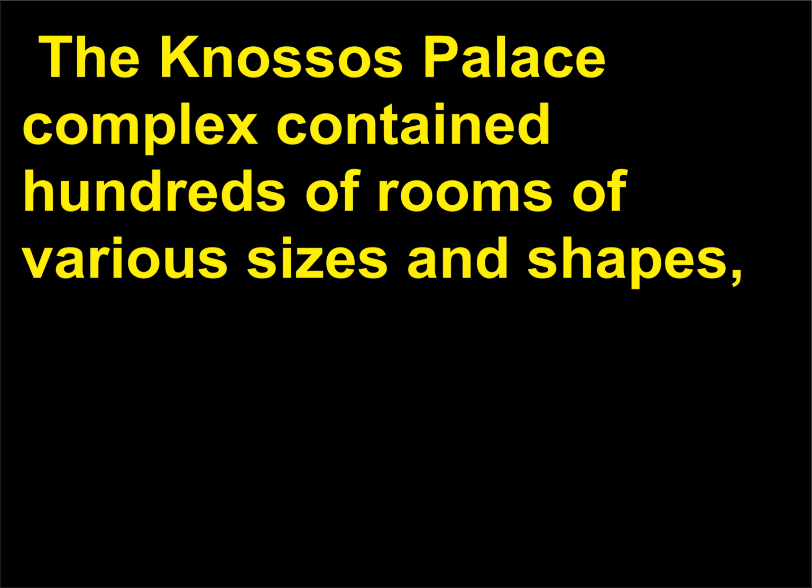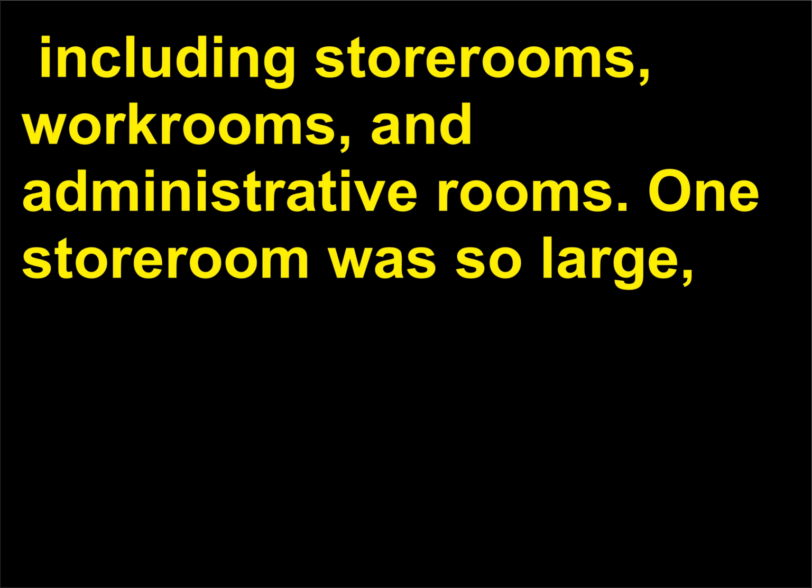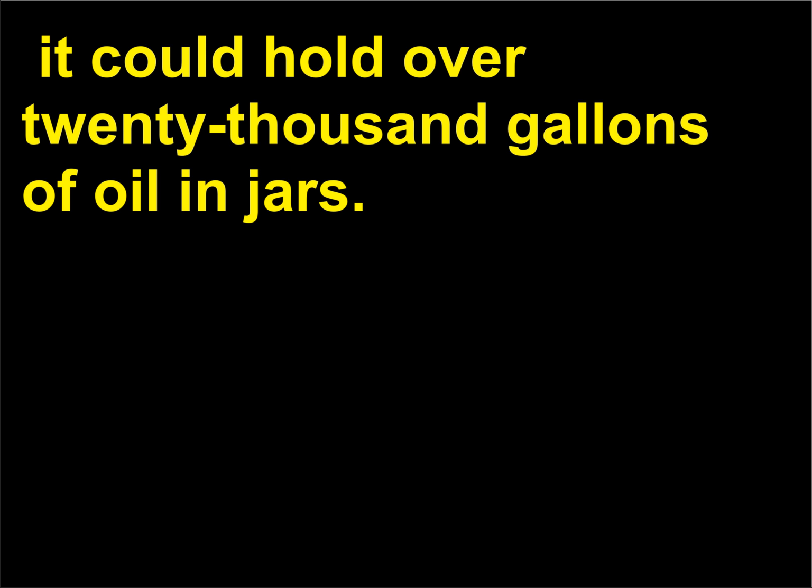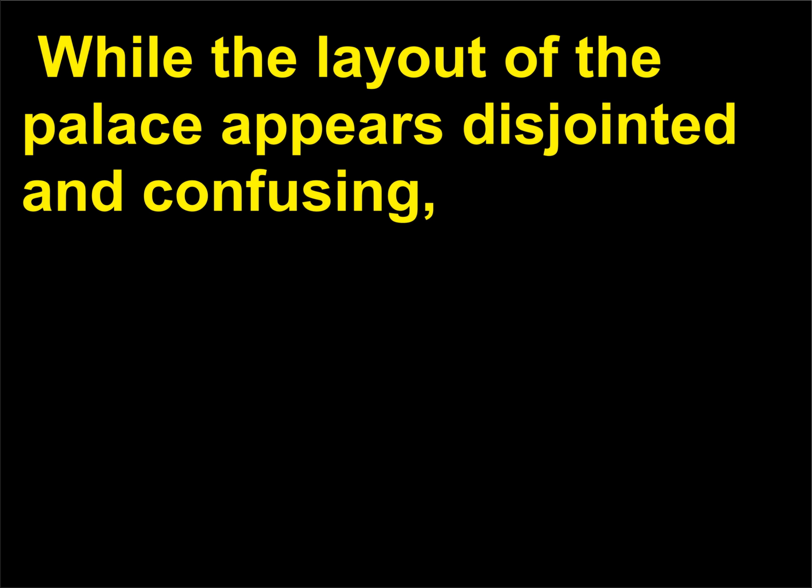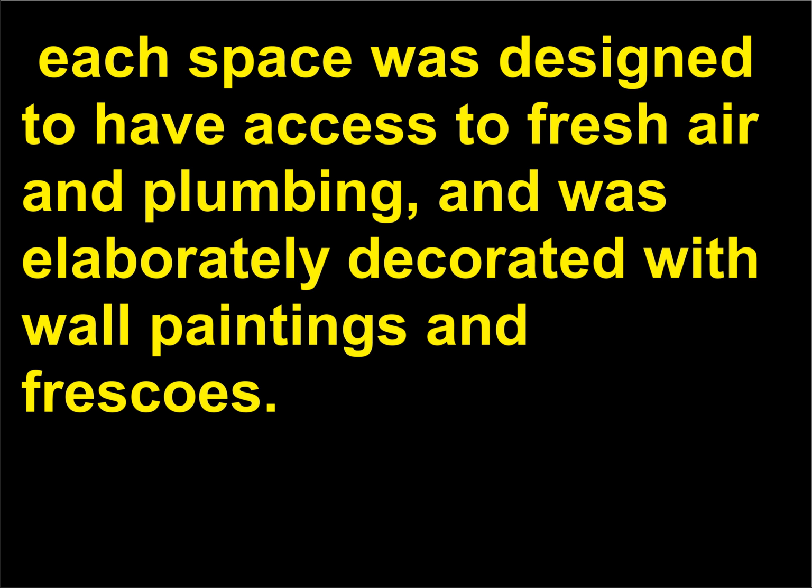The Knossos Palace complex contained hundreds of rooms of various sizes and shapes, including storerooms, workrooms, and administrative rooms. One storeroom was so large it could hold over 20,000 gallons of oil in jars. While the layout of the palace appears disjointed and confusing, each space was designed to have access to fresh air and plumbing, and was elaborately decorated with wall paintings and frescoes.